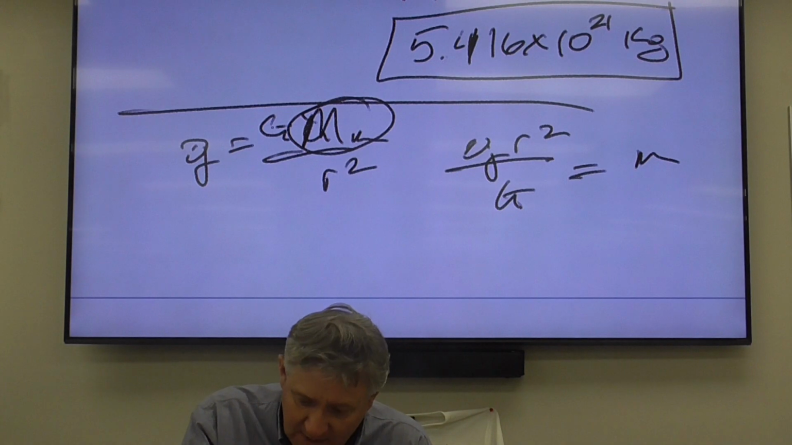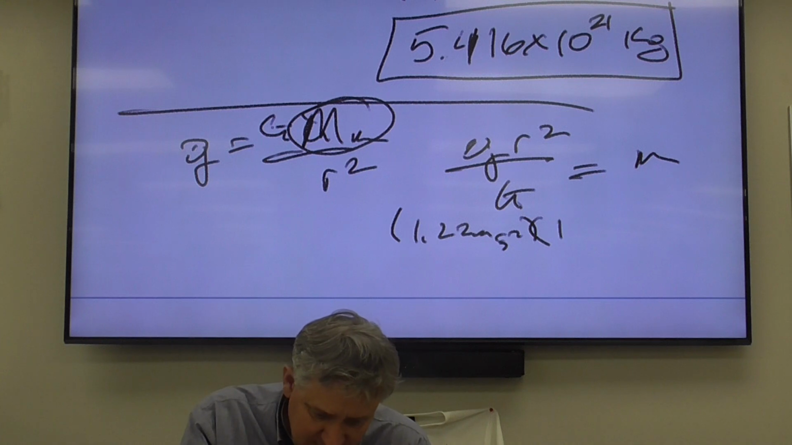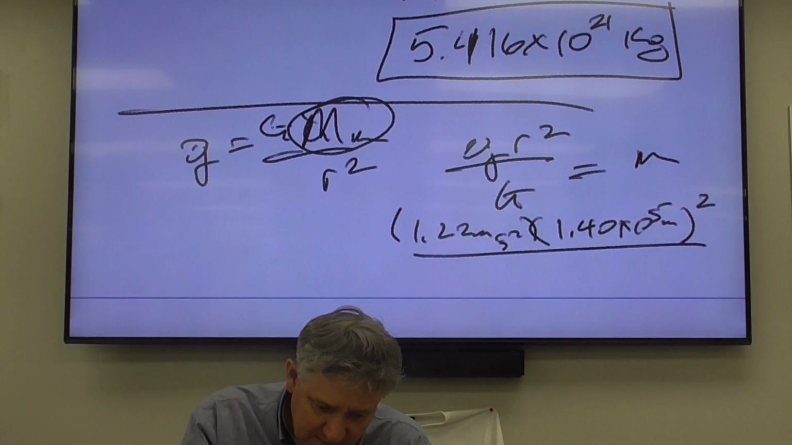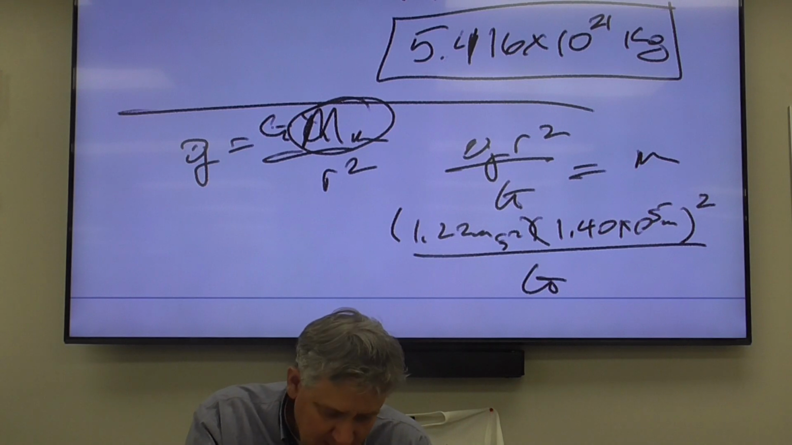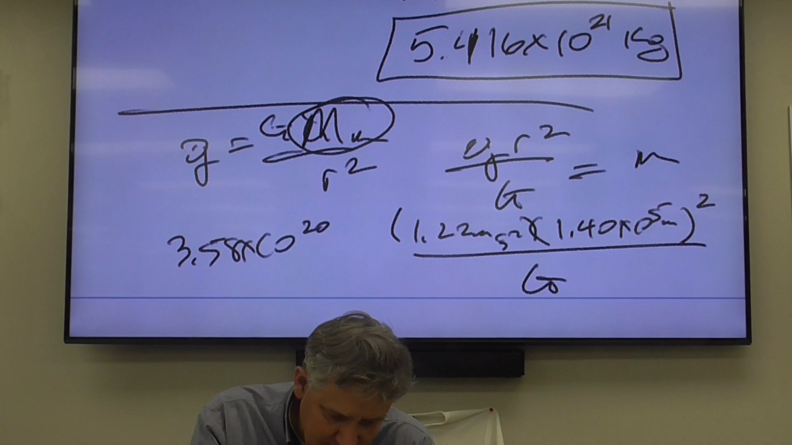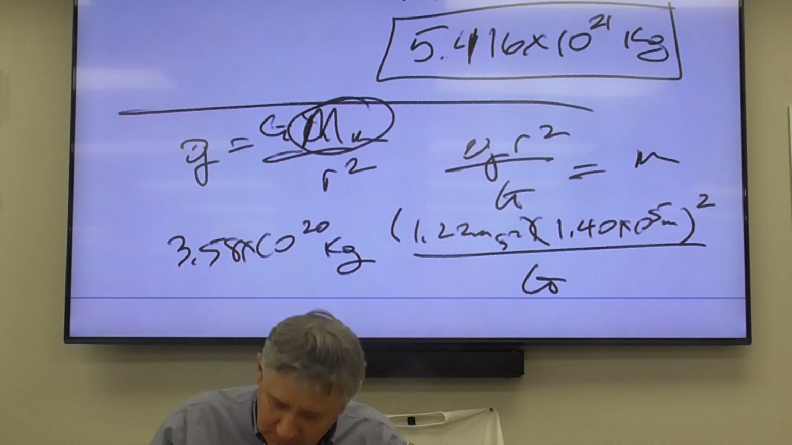So you've got the little g, which is 1.22 meters per second squared, times your radius, which is 1.40 times 10 to the 5th meters. Don't forget to square that, and then I'm going to divide by big G, and you get 3.58 times 10 to the 20th kilograms. Cool. Now we have the mass of the moon.